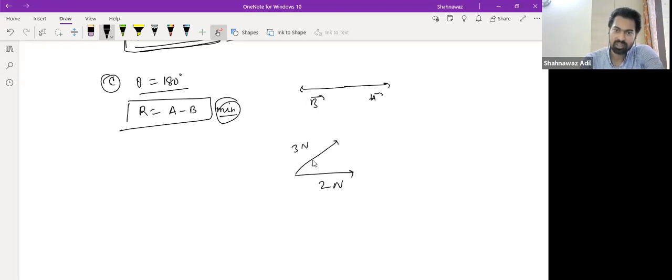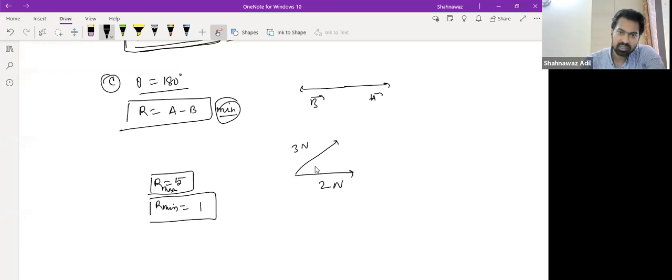in what range will they lie? What would be the maximum value of these two vectors? A plus B, yes, 5. Absolutely correct. And what would be the minimum value? A minus B, minus 1. And magnitude is always positive, so we take the mod. So that would be 1. R minimum would be 1, right? Yes, sir.